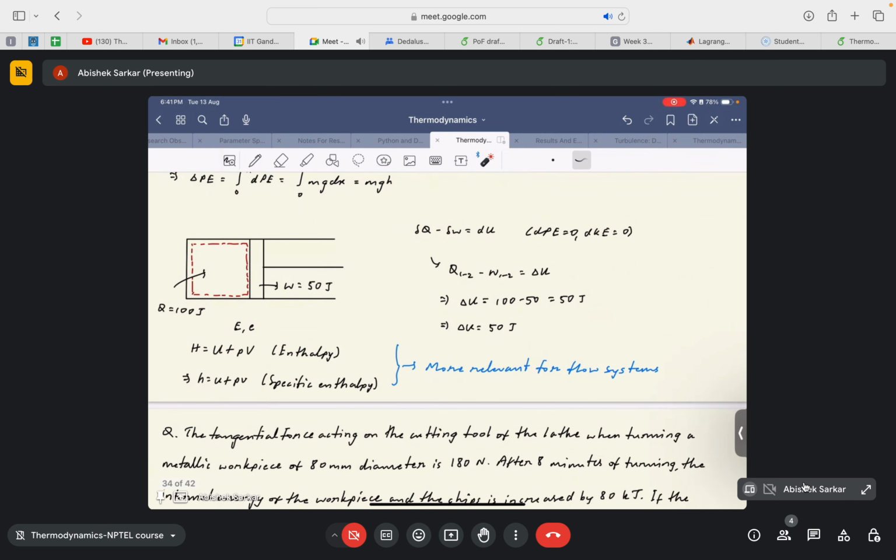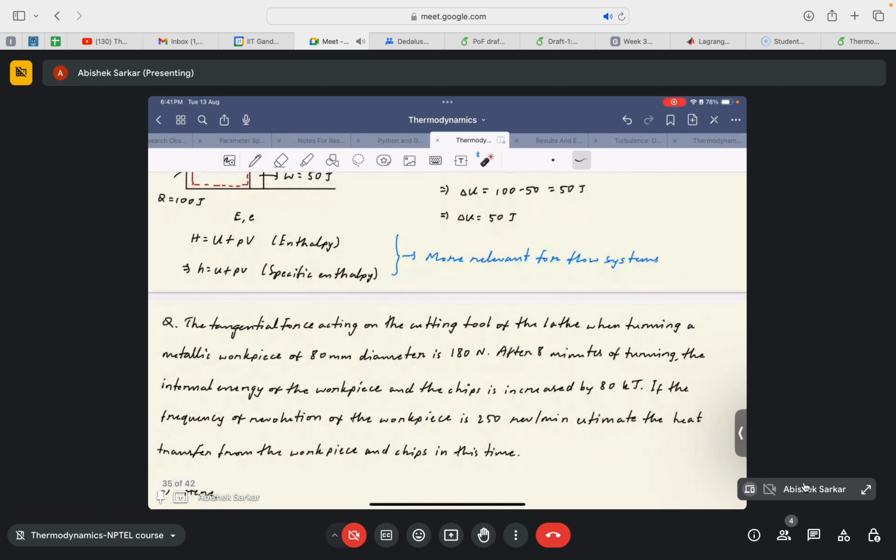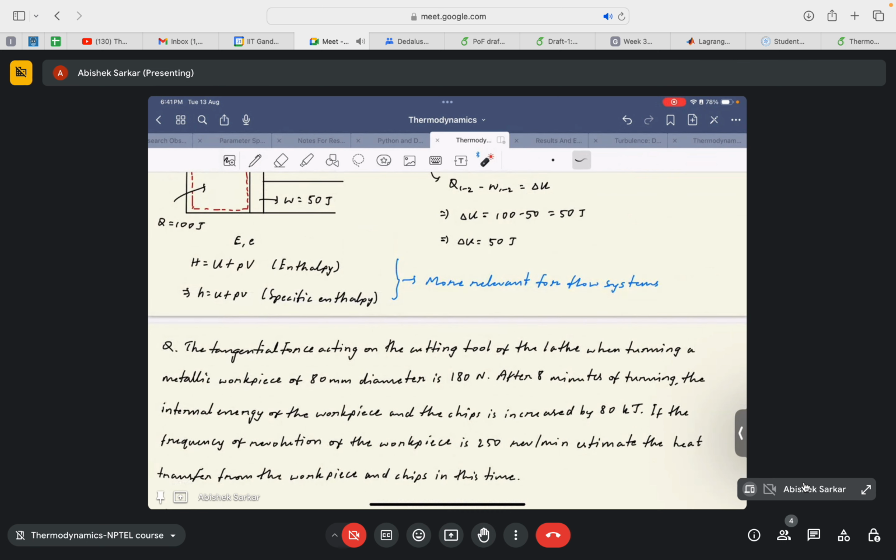Similarly, Professor Anand introduced you to another terminology, enthalpy, which is again a property of the system, where H is given by U plus PV. This term, enthalpy, will become more relevant to you when we are dealing with flow systems.